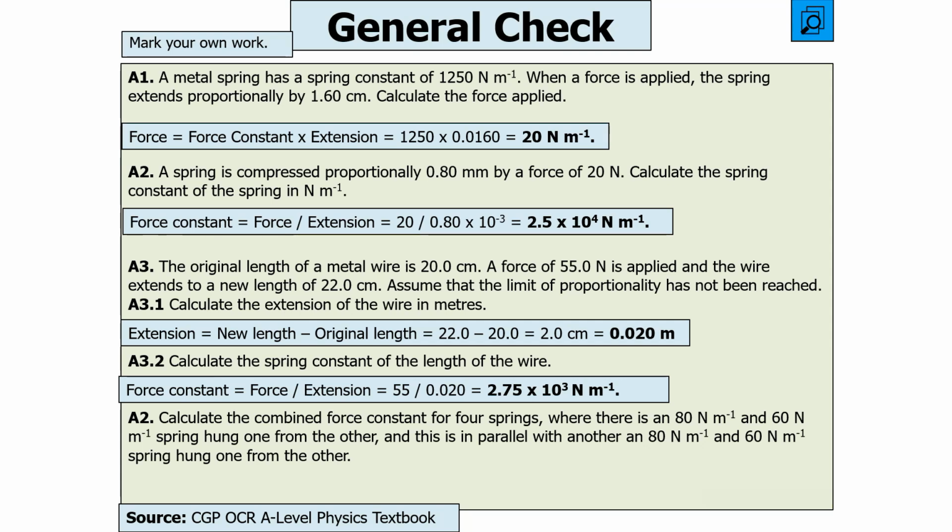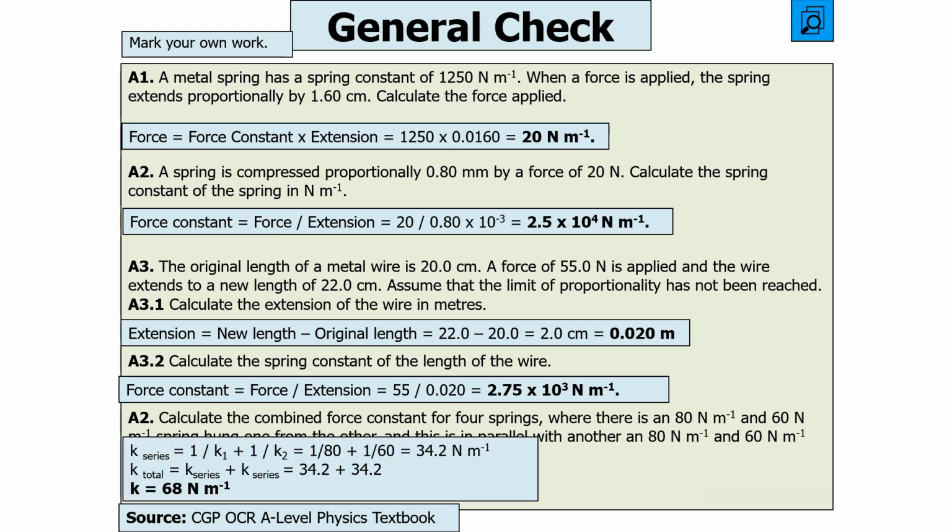In this last question, when we have springs in series, we would do 1 over total is 1 over k1 plus 1 over k2. So it's 1 over 80 plus 1 over 60, and 1 over that value is 34.2 newtons per meter. And when they're in parallel, we can add them. So it's 34.2 plus 34.2, because they're two identical components. So we get 68 newtons per meter.